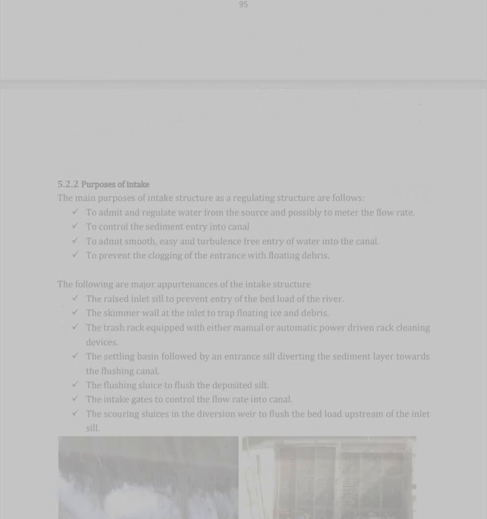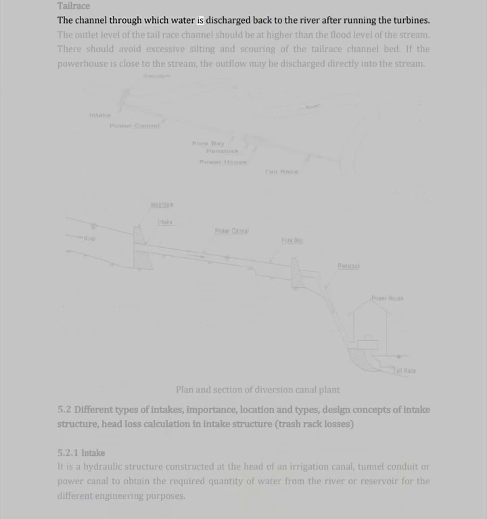Tail race. The channel through which water is discharged back to the river after running the turbines. The outlet level of the tail race channel should be higher than the flood level of the stream. Excessive silting and scouring of the tail race channel bed should be avoided. If the powerhouse is close to the stream, the outflow may be discharged directly into the stream. Plan and section of diversion canal plant.